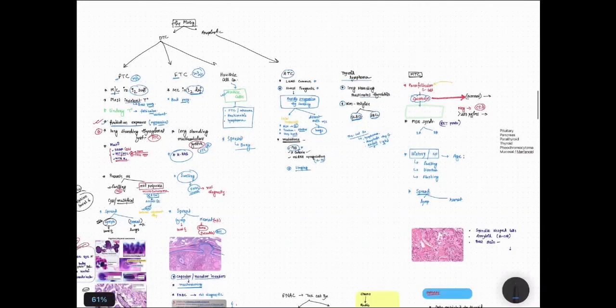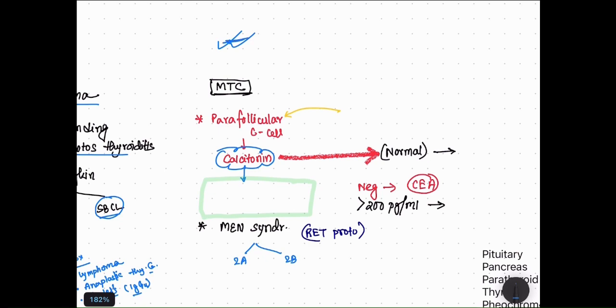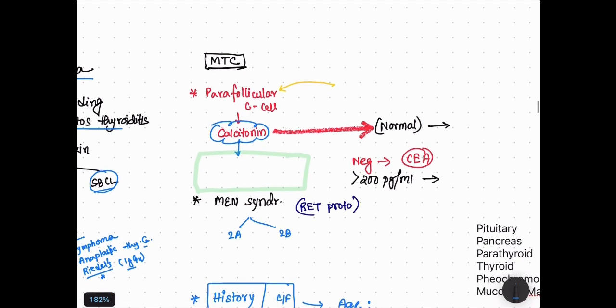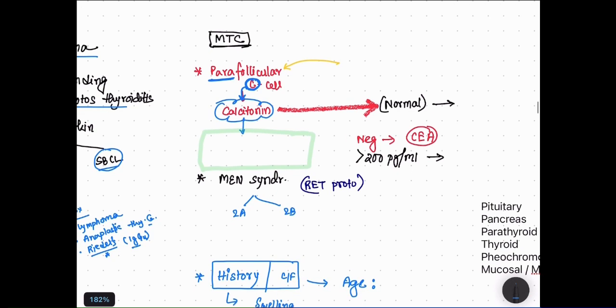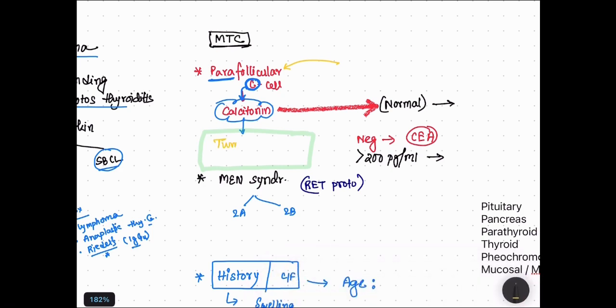Okay, so now we are going to discuss medullary thyroid carcinoma. Let's discuss medullary thyroid carcinoma. As I previously told you, medullary thyroid carcinoma is not arising from the follicular cell. These are arising from the parafollicular C cell, and this parafollicular C cell is going to secrete calcitonin. Now that's why this calcitonin becomes very important. It becomes the tumor marker of medullary thyroid cancer.